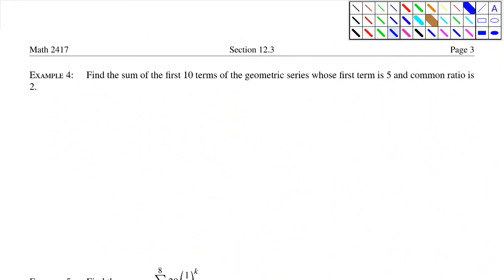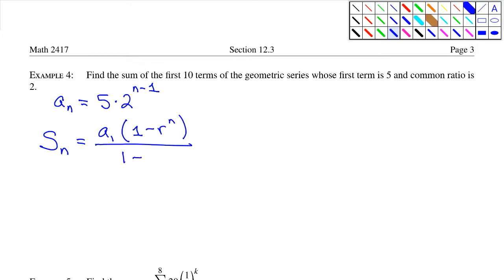Example number 4. Find the sum of the first 10 terms of a geometric series whose first term is 5 and common ratio is 2. All right, so the nth term formula says that we have a first term of 5 and a common ratio of 2. So it would be 5 times 2 raised to the n minus 1 power. To find the sum of the first 10 terms, let me use the sum of the first n terms geometric series formula. And that would be a sub 1 times 1 minus r to the n divided by 1 minus r.